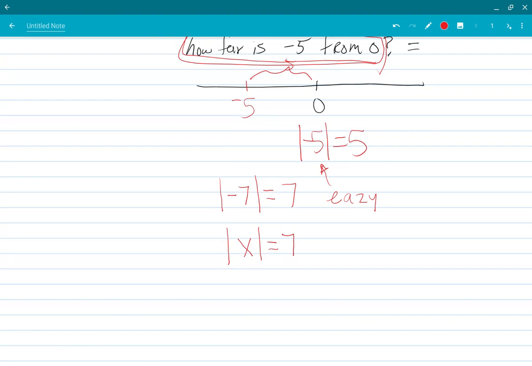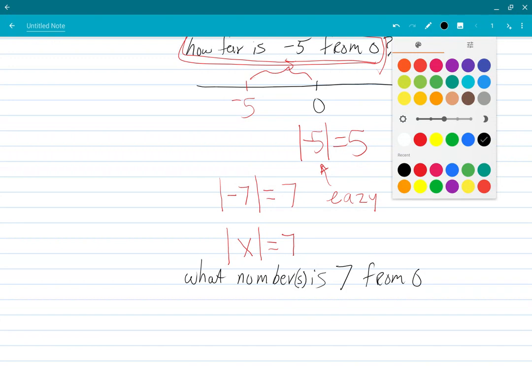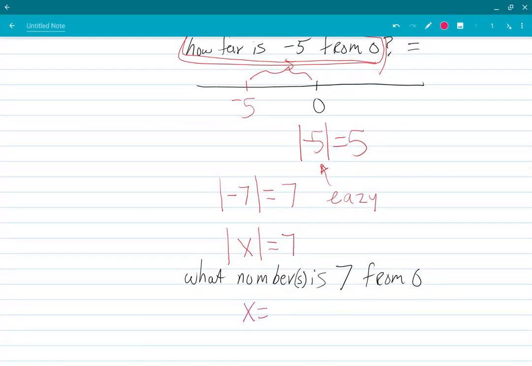This is a different question, and I'm going to write it in English. What number is 7 from 0? Or number or numbers, right? So what number or numbers are 7 from 0? Anybody? 7 and -7? Yes, 7 or -7 are both 7 from 0.